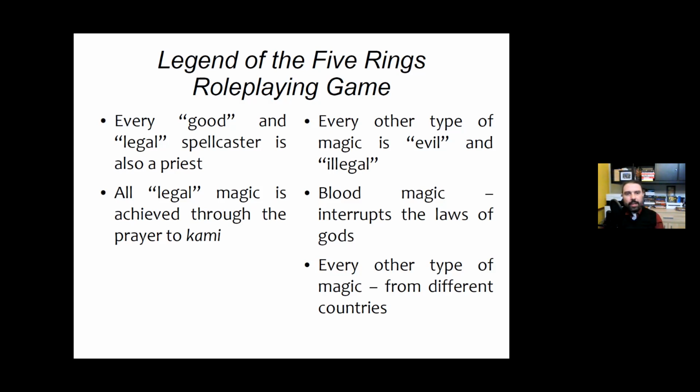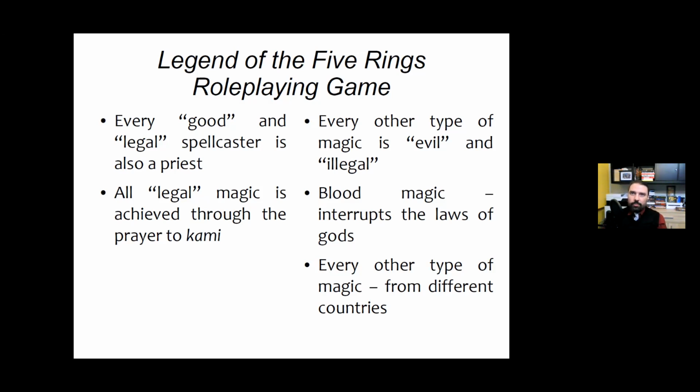Also, the cultural setting of the game is that only spellcasters that are Shugenja, who gain their power through prayer to the kami, are legal spellcasters. So if a player creates a character who can use a different kind of magic, or whose source of magic is different than prayer to the kami, then they will be considered evil, and magic itself will be considered evil and illegal. And if any representative of local government would see them using that magic, they would be hunted down.